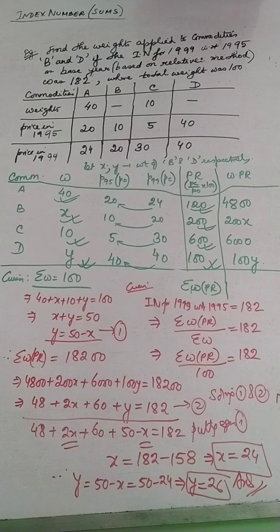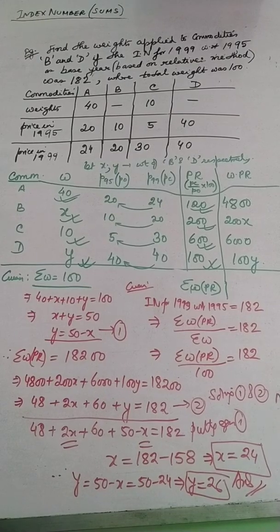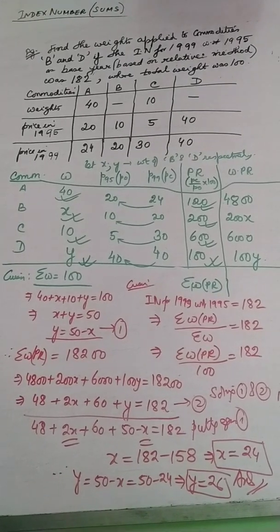So the conclusion will be, therefore, a weight of 24 units is assigned to B and a weight of 26 units is assigned to D. You can write that. If you don't want to write, don't write, it doesn't matter. So this is what we have. That is all we do under index numbers.